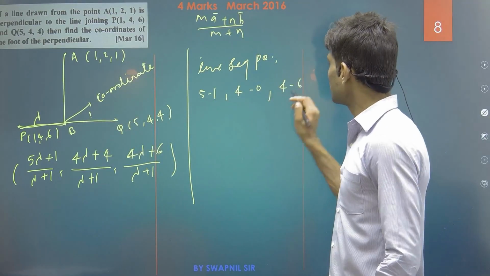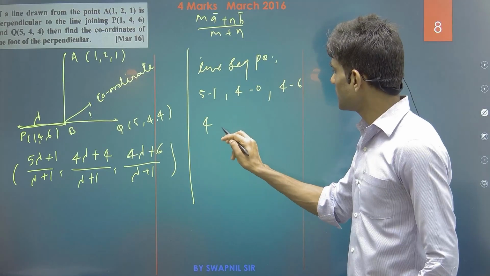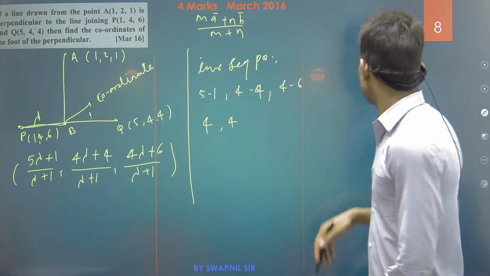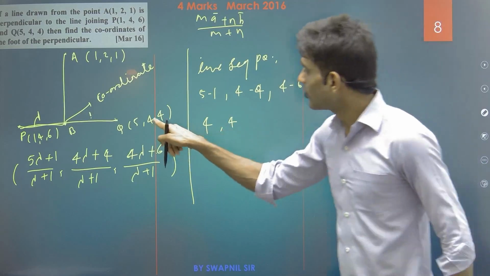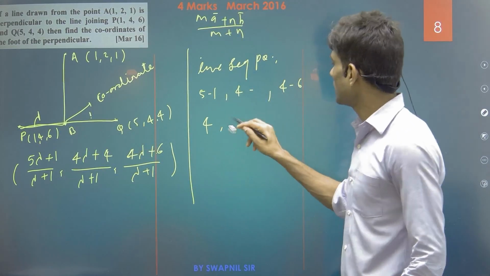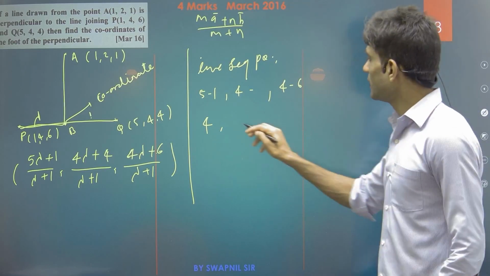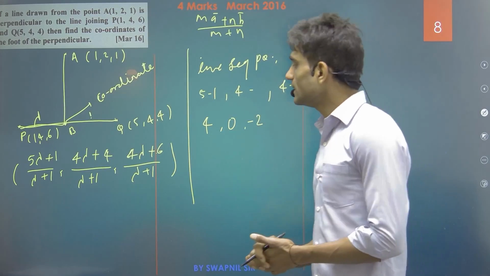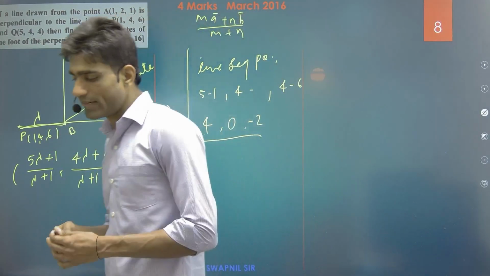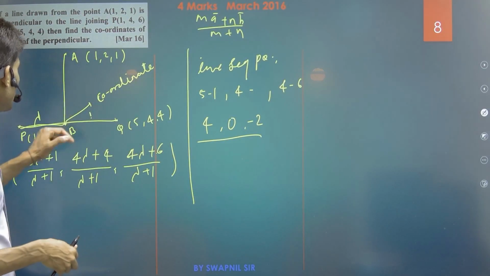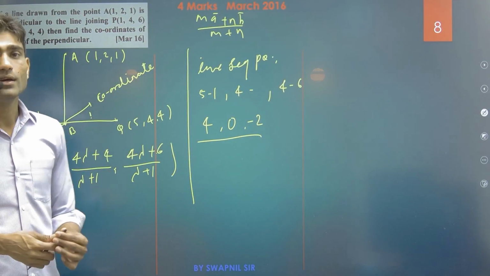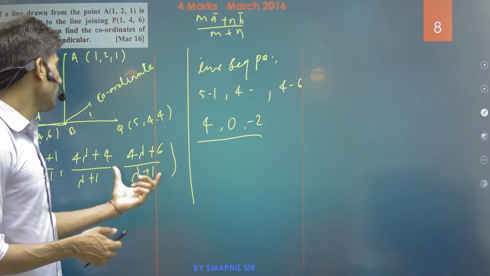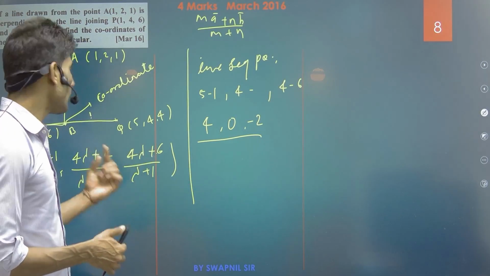So 5 minus 1 gives us 4. Then 4 minus 4, not 4 minus 0, as we can see it is given here, gives us 0. And the third, 4 minus 6, gives us minus 2. These are the direction ratios for this line segment, and for AB we have these three coordinates. Now we can write the linear combination of these two direction ratios with the given x, y, z coordinates for point B.